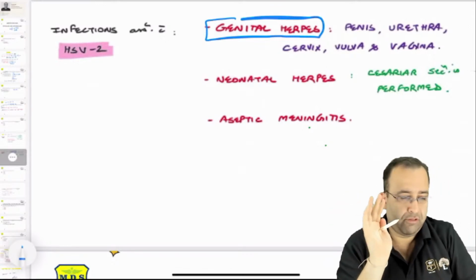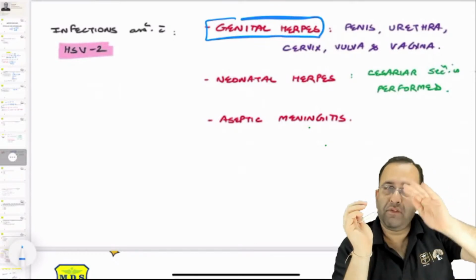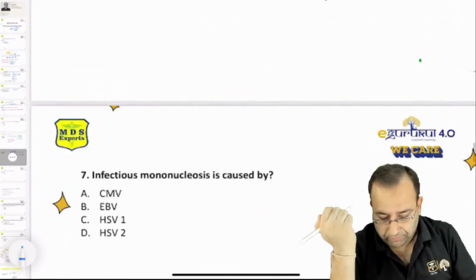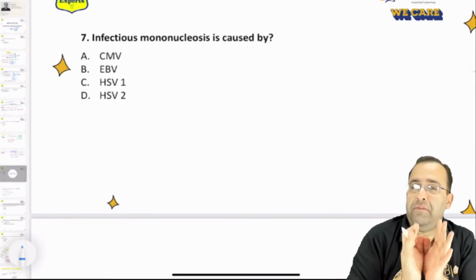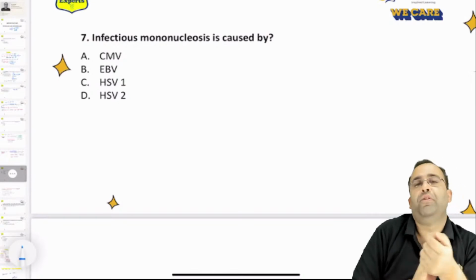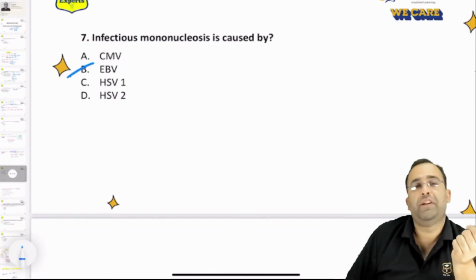That is why, to prevent neonatal herpes, cesarean sections are performed, and aseptic meningitis. We'll be seeing this in the full sessions. So above waist HSV1, below waist HSV2. Next question. Again a repeat previous year question, infectious mononucleosis, which is associated with Epstein-Barr virus.